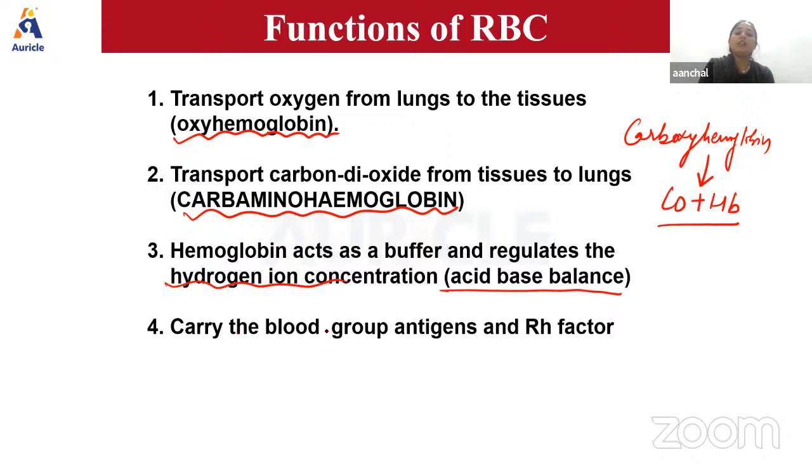Then it also carries the blood group antigen and Rh factor, which are responsible for determining the type of blood group present in the individual. Over the surface of the RBC, the various types of antigens determine the blood group of the person.